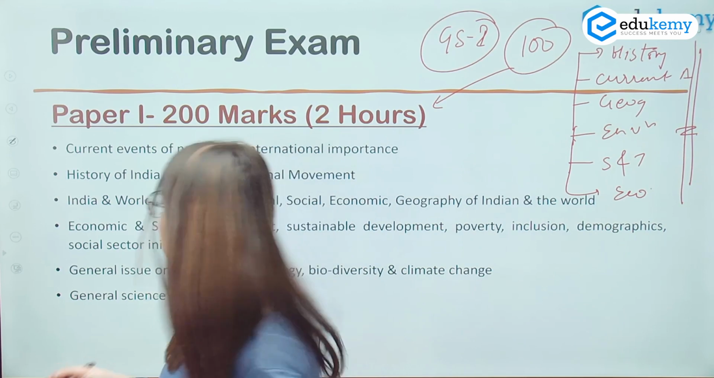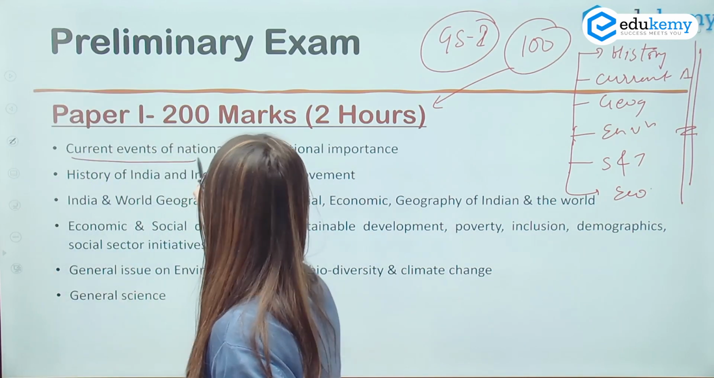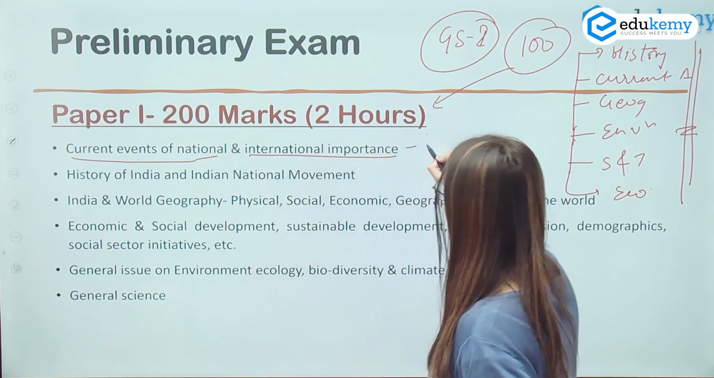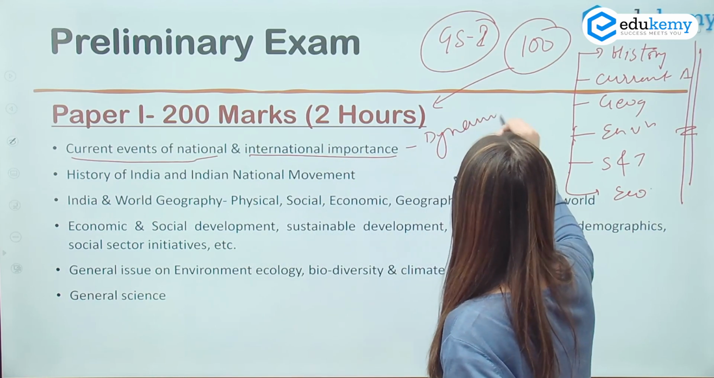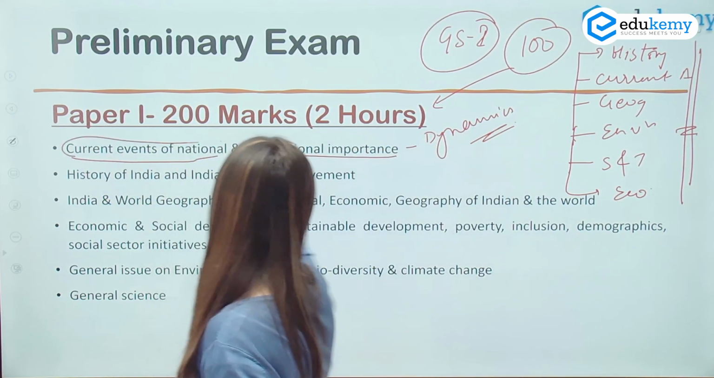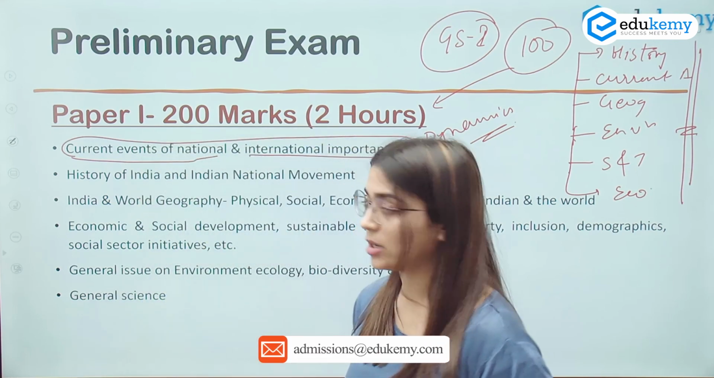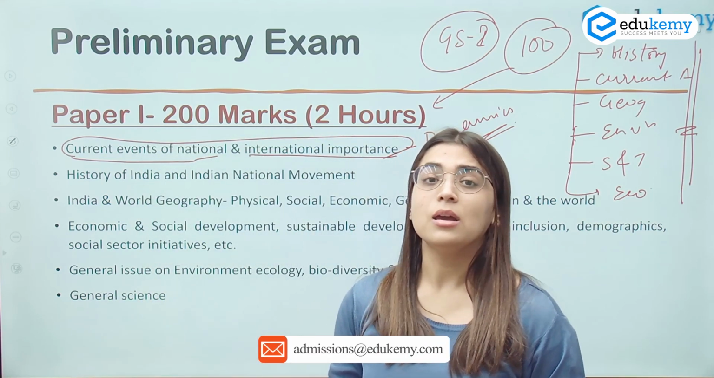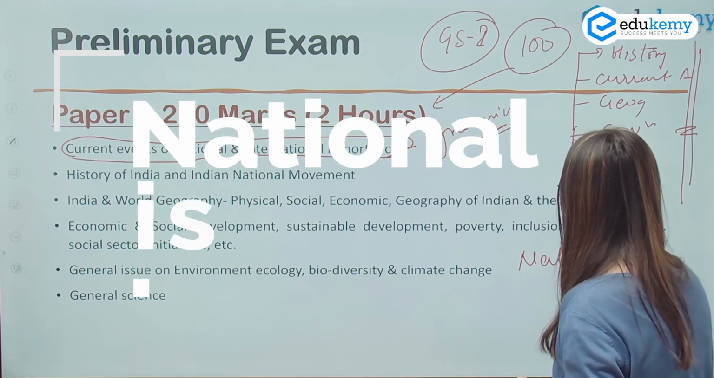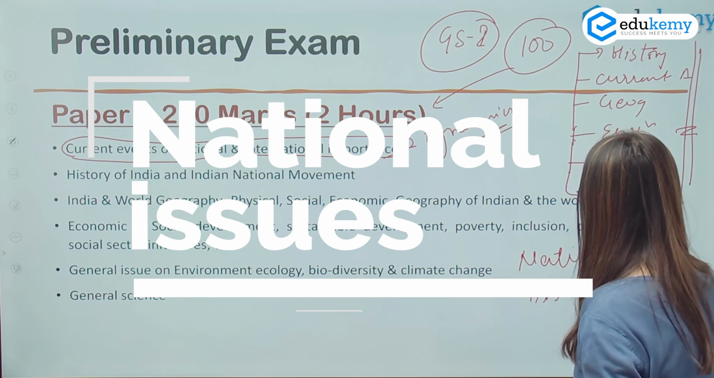Now let's discuss each subject one by one. The first is current events of national and international importance. This part is very dynamic, and many aspirants face difficulty covering this section. Why? Because when we say current events of national importance, that means you need to read all important national issues here.